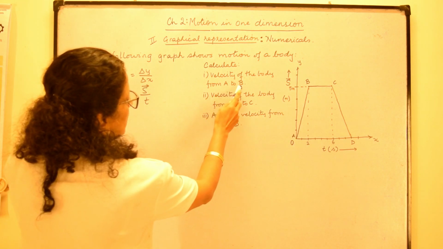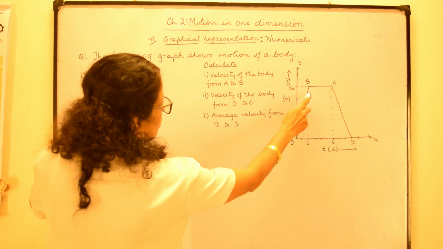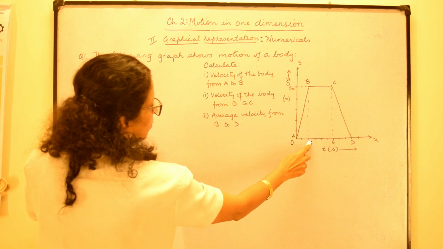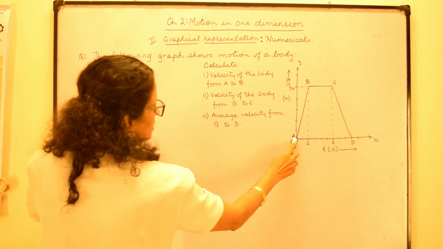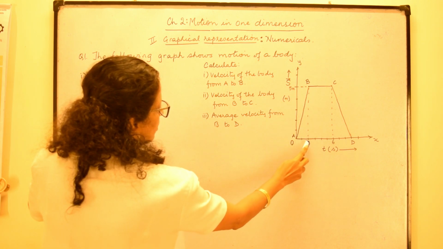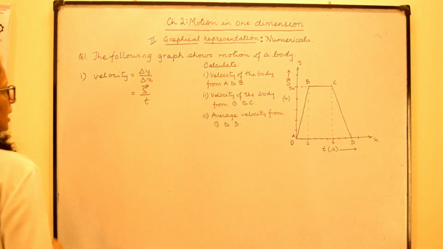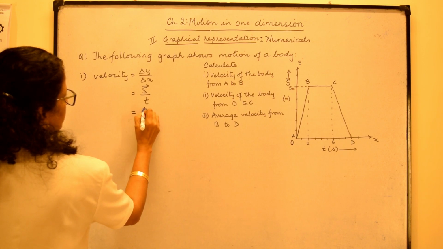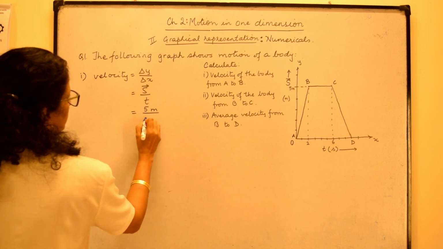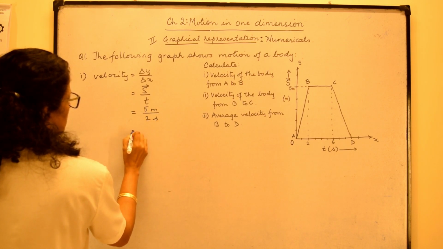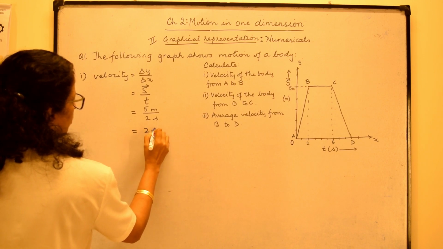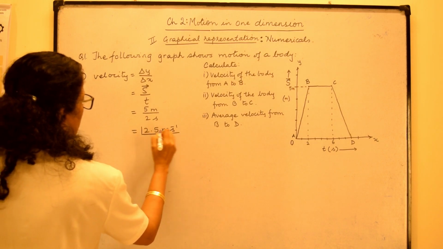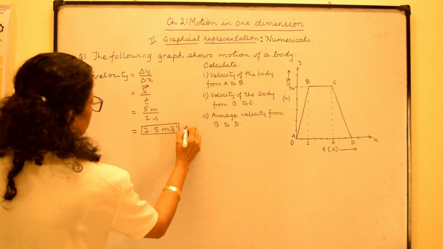You want the velocity from A to B, so for AB you'll have to take the slope. So delta y becomes 5 meters and delta x is from here to here, that is 2 seconds. So we'll substitute the values and we will say it is 5 meter upon 2 second, and that is 2.5 meter per second, and that is our answer 1.